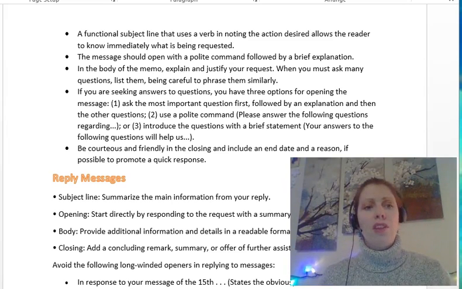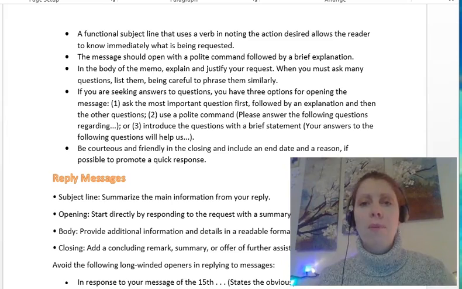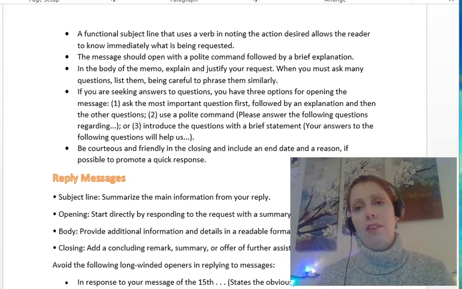So readers are usually thinking, why me? Why am I receiving this? Readers can understand the explanation better when they know what you are requesting. So make sure that you open with that. In the body of the memo, explain and justify your request.